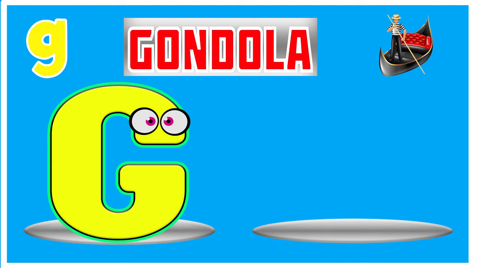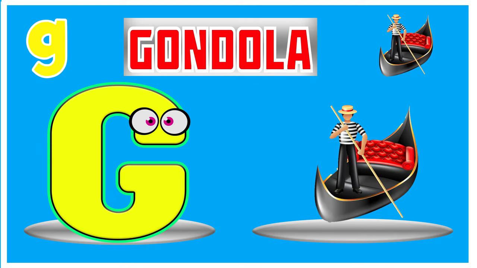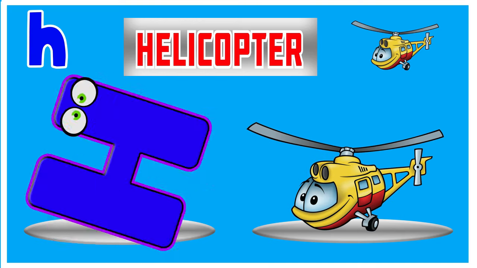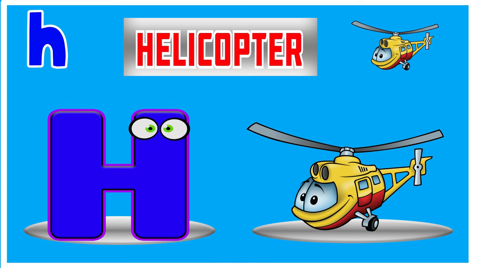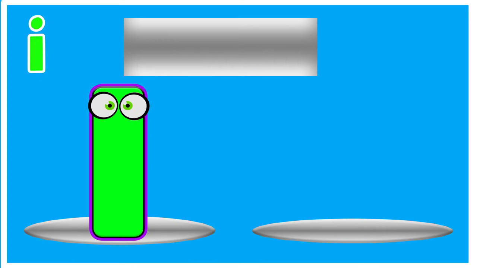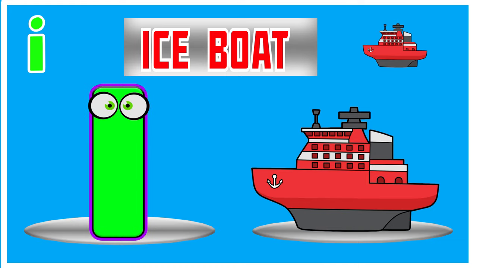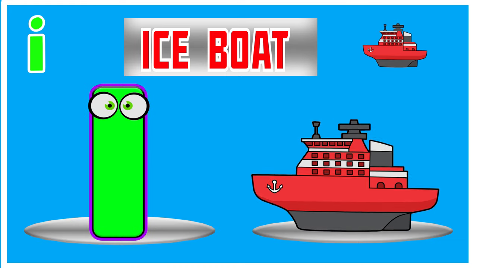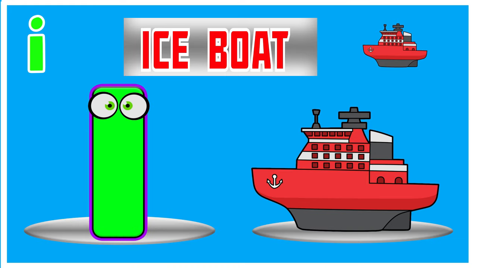G is for gondola, g, g, gondola. H is for helicopter, h, h, helicopter. I is for ice boat, i, i, ice boat.